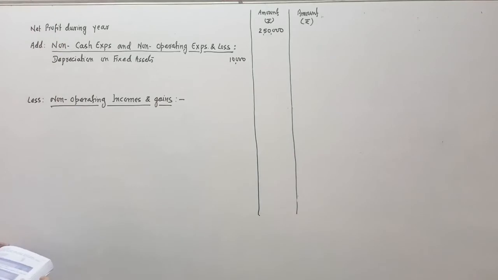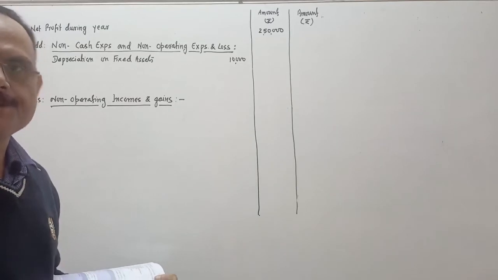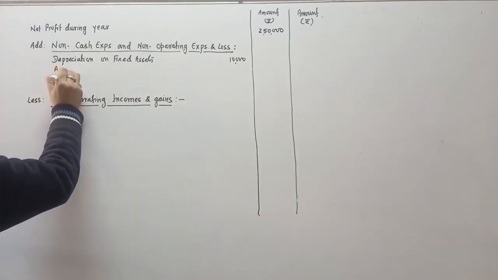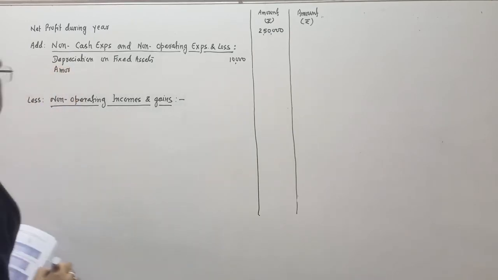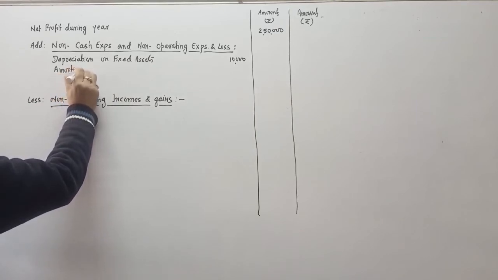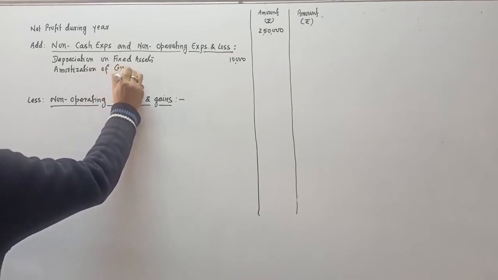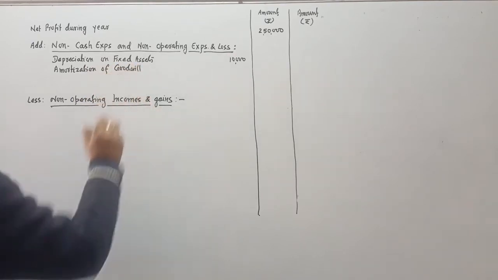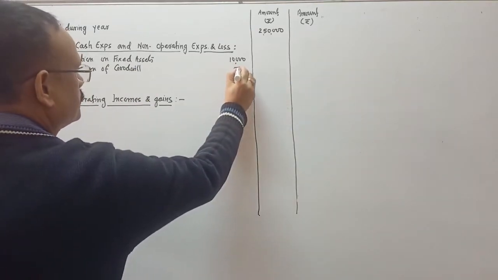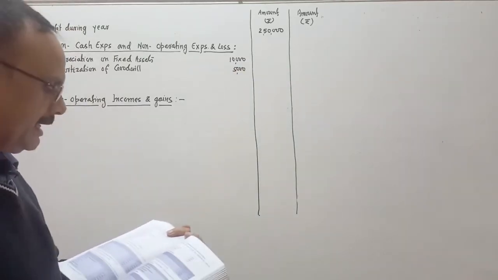Okay. Next is amortization of goodwill. Goodwill is amortized, means goodwill is written off. For intangible assets, we use the word amortization in place of depreciation. Goodwill is an intangible asset which is written off by 5,000. So it's also a non-cash expense.